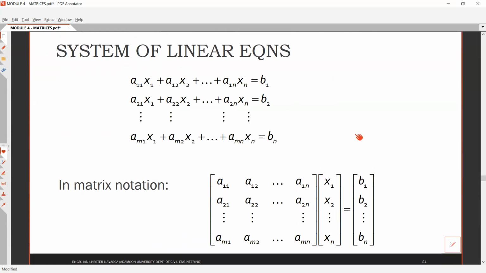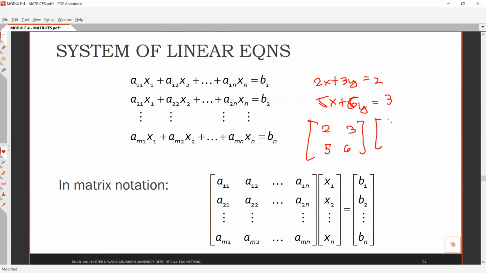So, let's say this one muna. Balik tayo dito. Let's say we have 2x plus 3y is equals to 2. We have, let's say, 5x plus 6y is equals to 3. Okay. So, pwede natin gawin to in matrix form. Kukunin natin yung coefficient matrix. Okay, yung coefficient matrix natin dyan is 2, 3, 5, and 6. And the unknown matrix is x and y. And the constant matrix natin is 2 and 3.